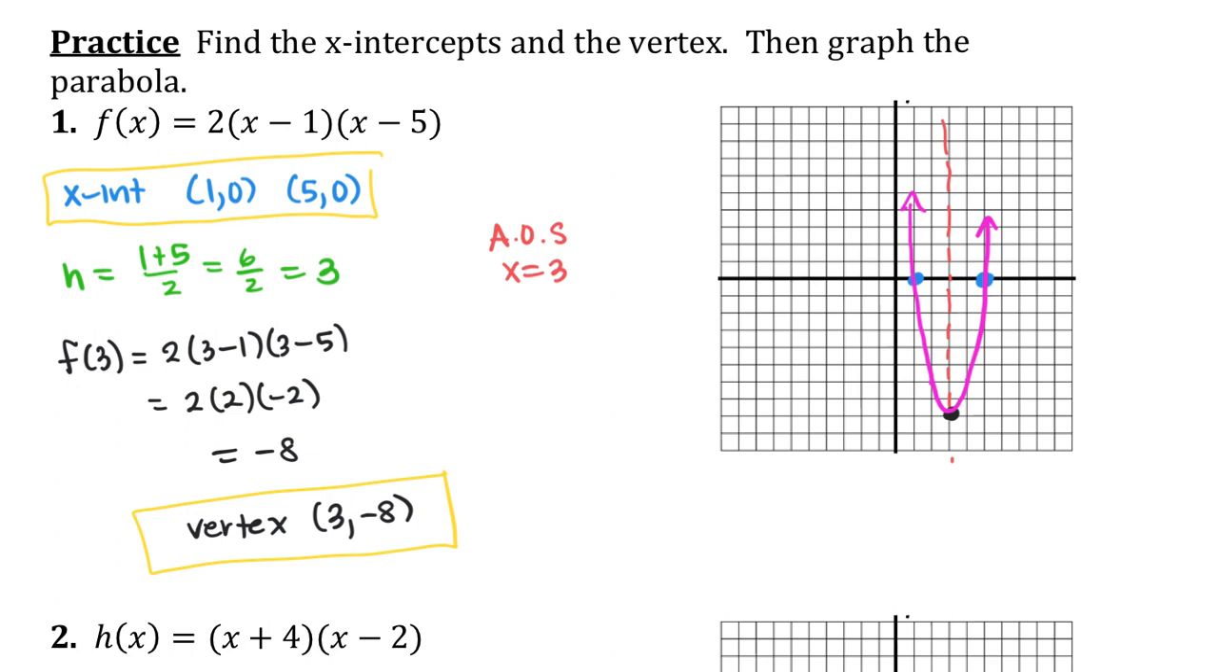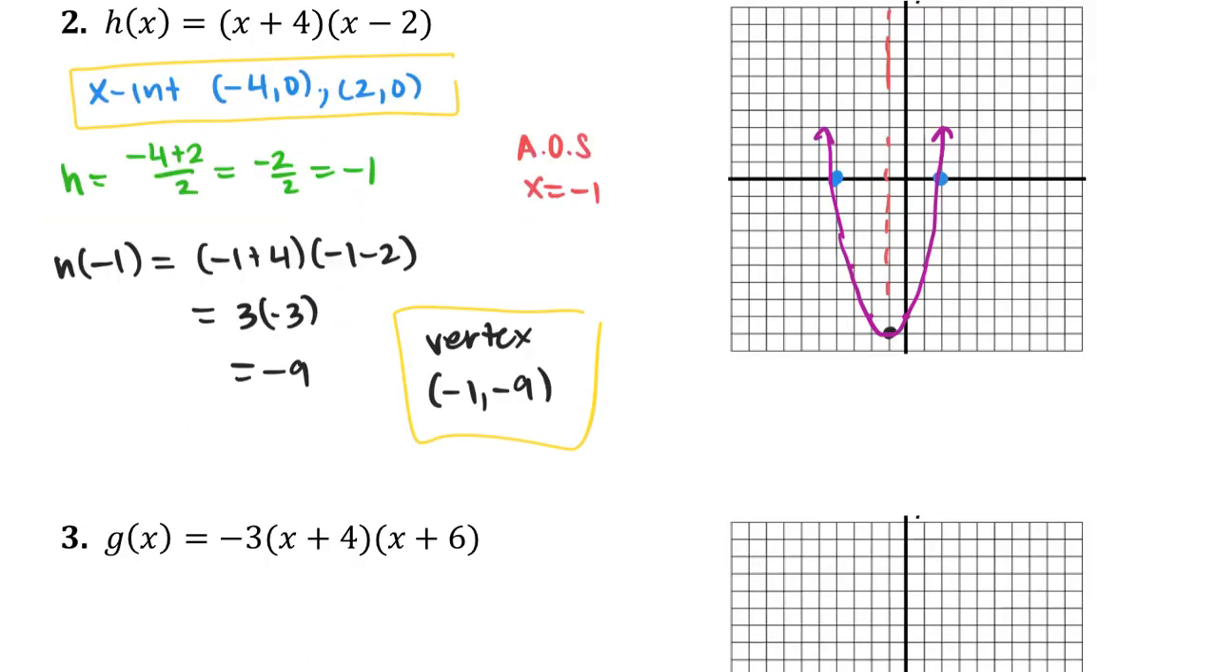Okay, go ahead and check number 2. Okay, for 2, x-intercepts (negative 4, 0) and (2, 0). I use the axis of symmetry just to check my work. My vertex is (negative 1, negative 9). The a value, there's nothing there, so it's a 1. So I went right 1, up 1, and right 2, up 4, just to check my answer.